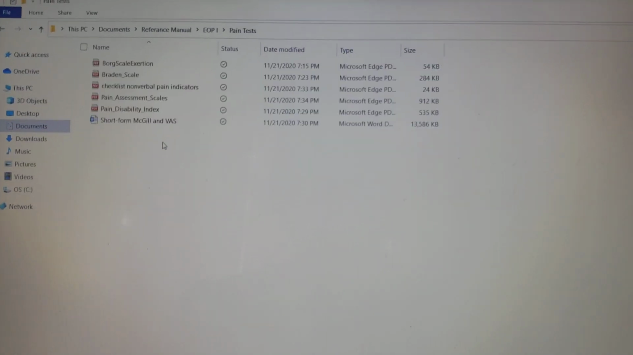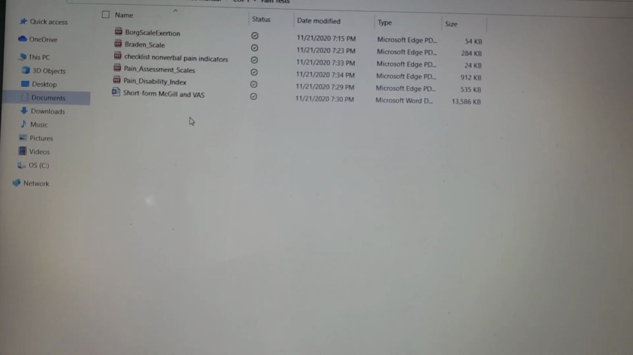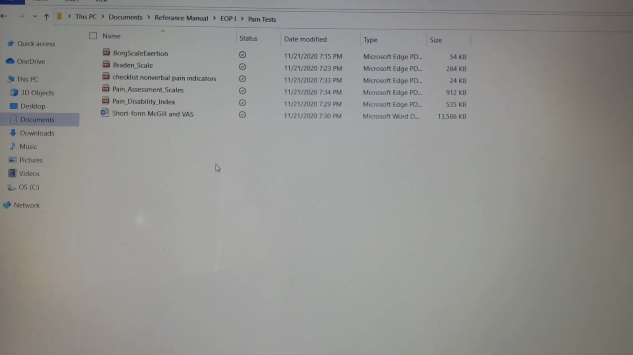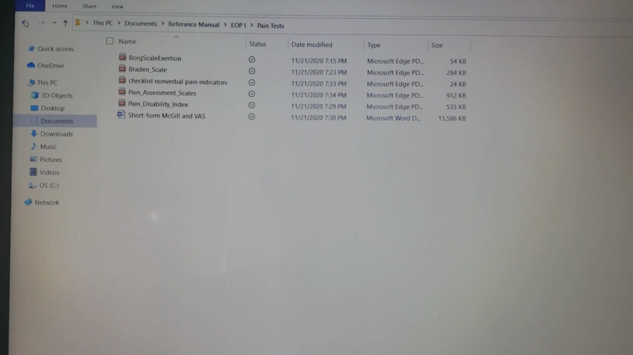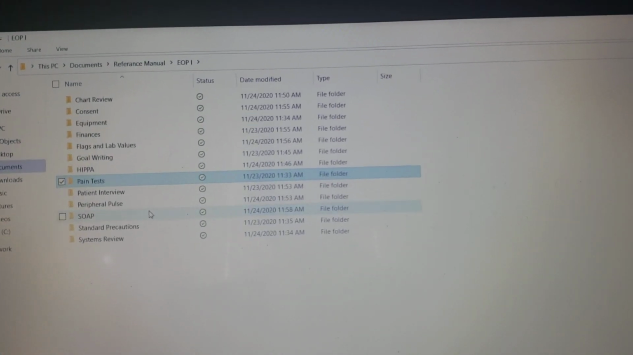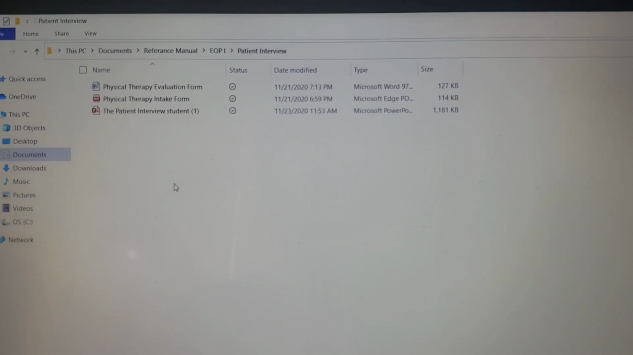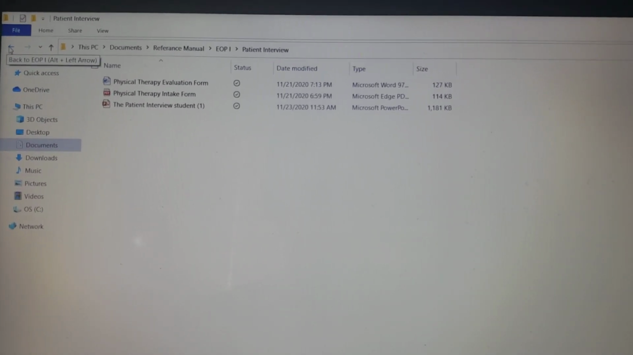Following this, I had pain tests, so I had all our different pain tests as well as some scales, so the Borg and Braden scale, and then checklist for nonverbal pain indicators, PAS, PDI, short form McGill and VAS. After pain tests, I'd have patient interview, which has an eval form and intake form, as well as our PowerPoint going over patient interviews.